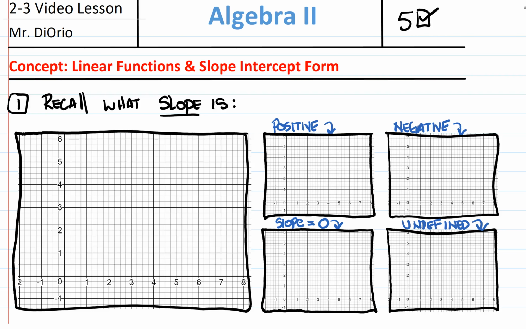Welcome to 2.3 video lesson under Algebra 2. The concept is linear functions and slope-intercept form, and there are 5 boxes. So let's take a look at box number 1.